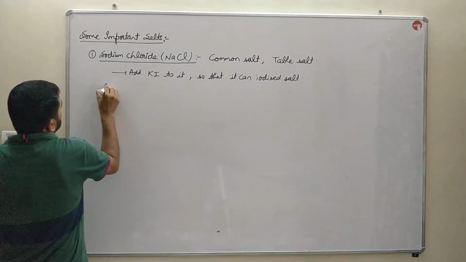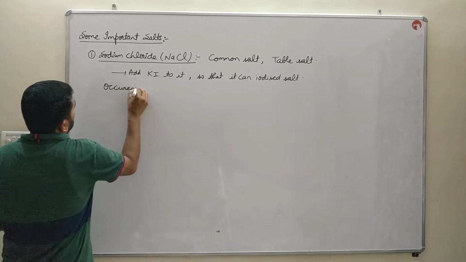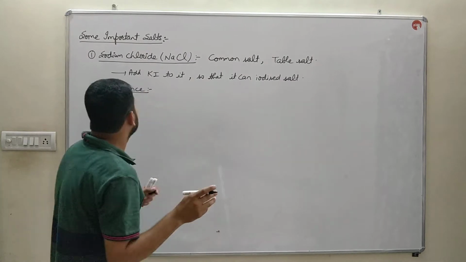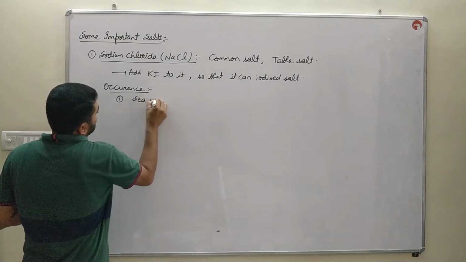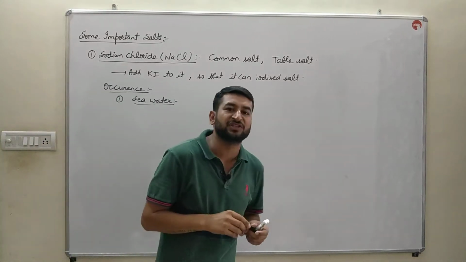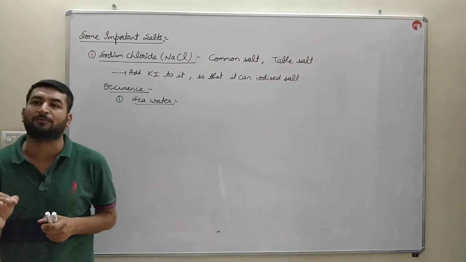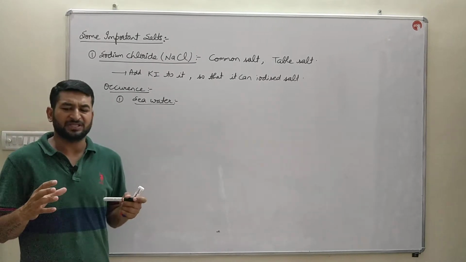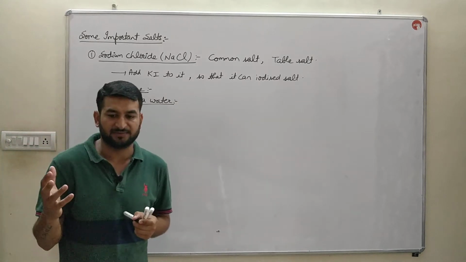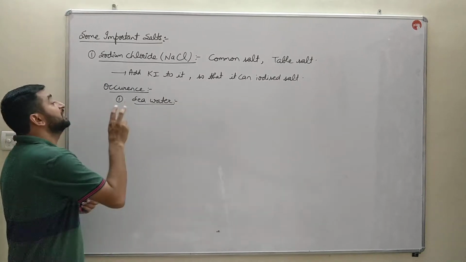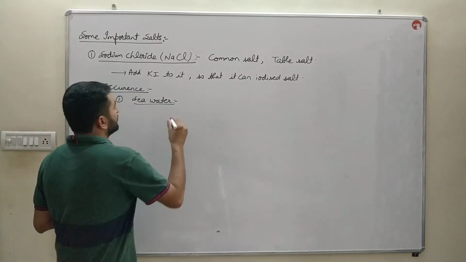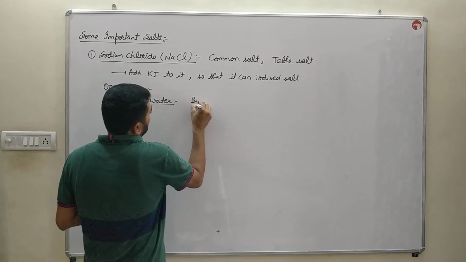Next we'll discuss occurrence of common salt, occurrence of sodium chloride. The first one, it occurs on the earth crust in seawater. And the maximum amount of sodium chloride is found in the seawater in dissolved form. As we all know, the salty water present in the seas or oceans of our earth is because of the sodium chloride dissolved in that water. How we get that salt from seawater? By evaporation.